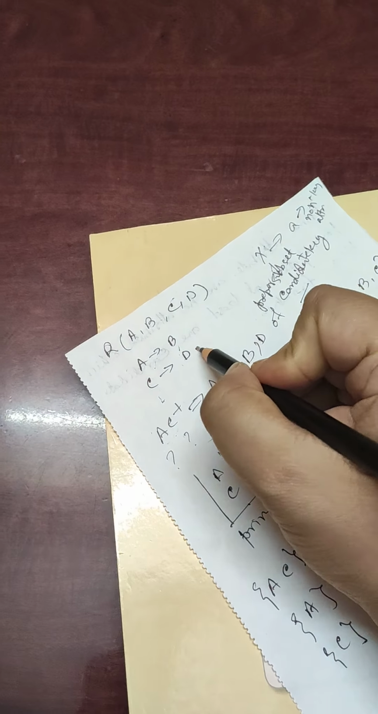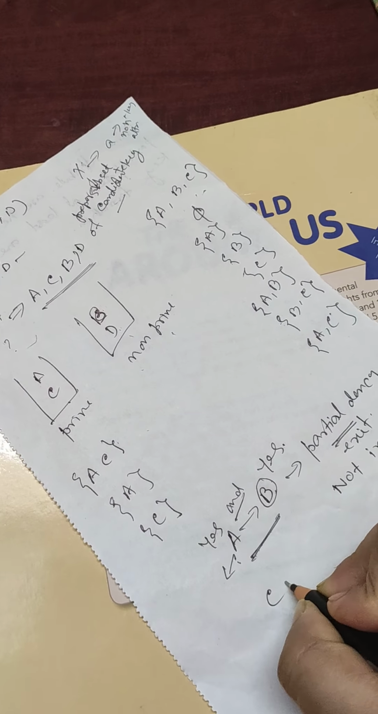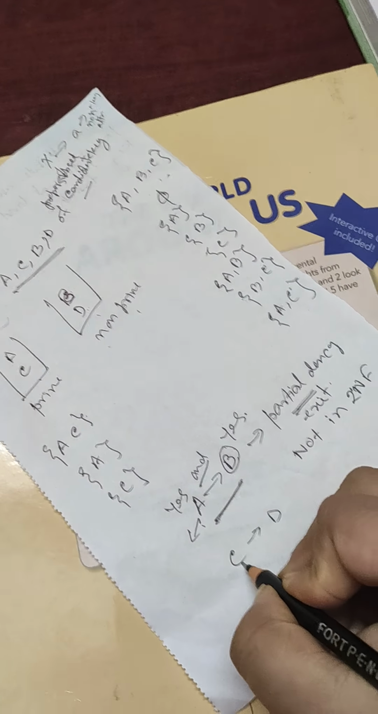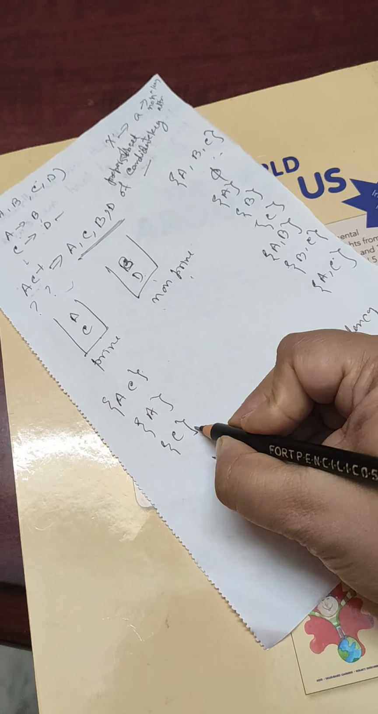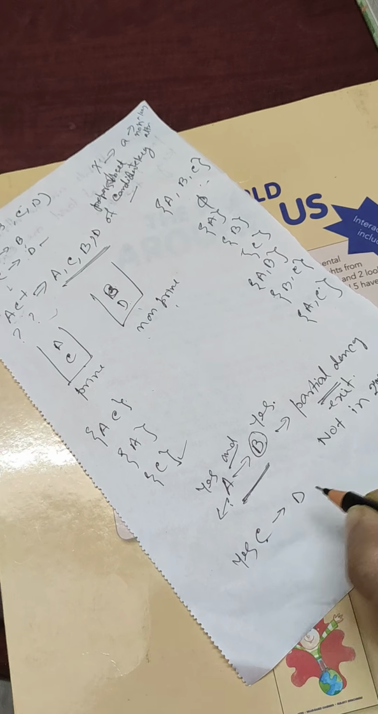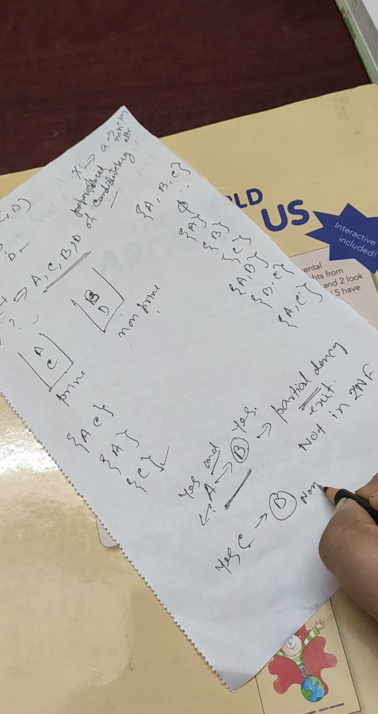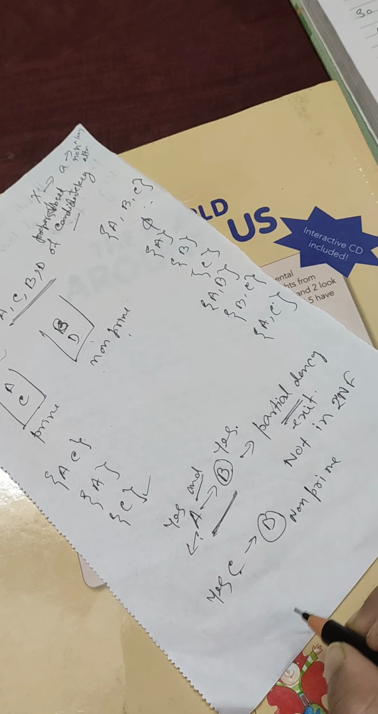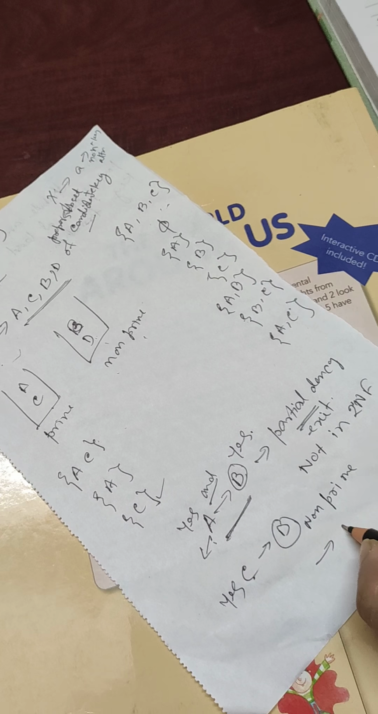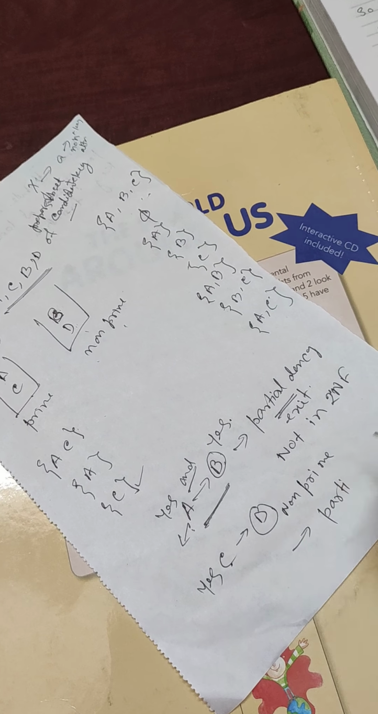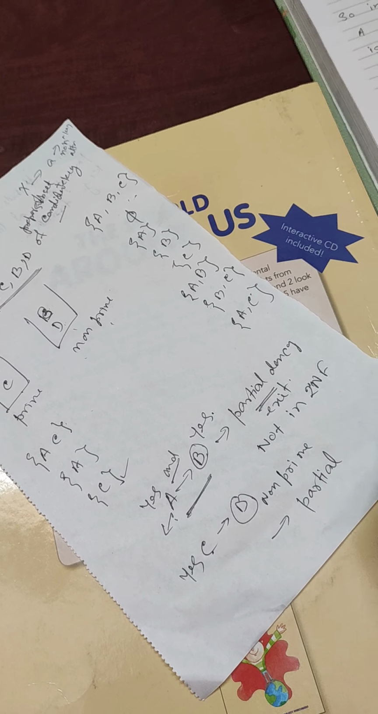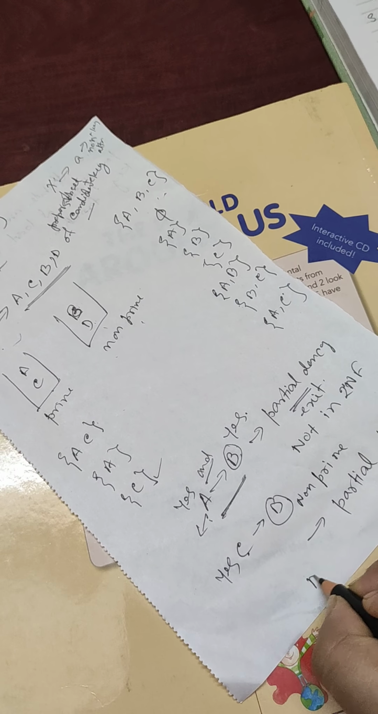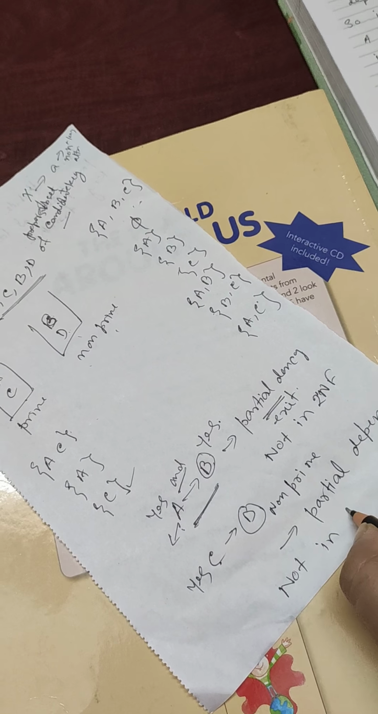Now the second functional dependency, C determines D. C is a proper subset of the candidate key. Yes. And D is a non-prime attribute. Yes. So here also partial dependency exists. So the table is not in 2NF.